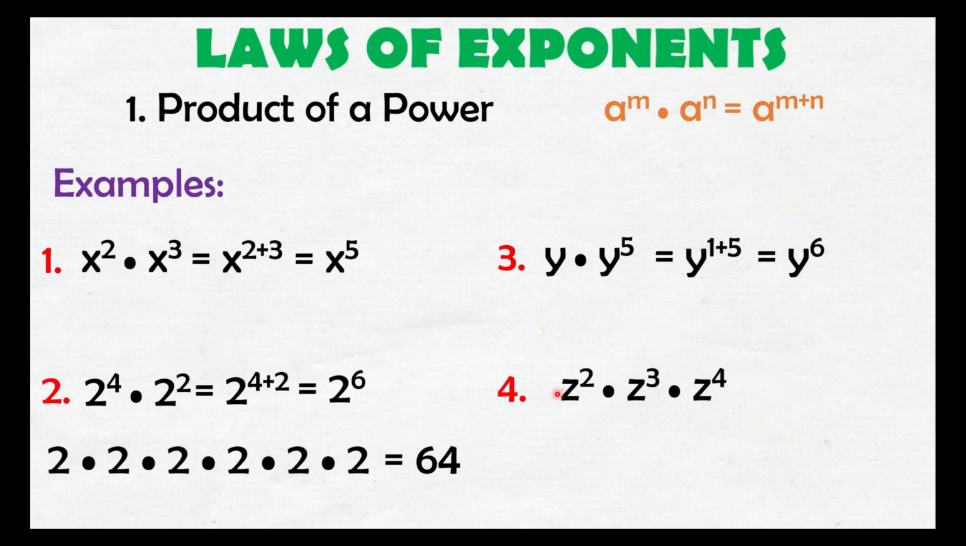Number 4, we have z squared times z cubed times z raised to 4. So, same base sila, kaya pwede natin i-apply yung rule dito. So, add lang natin yung lahat ng mga exponent natin. So, 2 plus 3 plus 4, that is 9. So, yung answer natin dito ay z raised to 9.